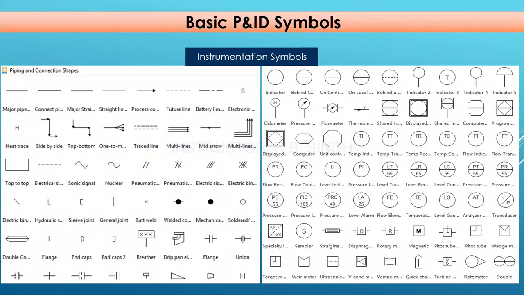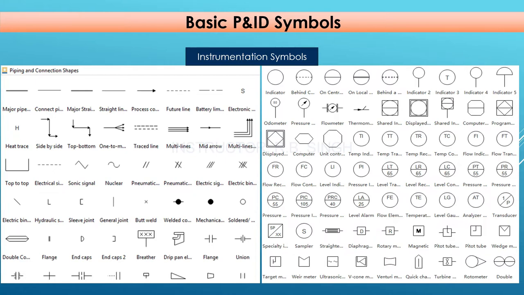Instrumentation symbols. Particularly for the instrumentation department, there will be so many symbols. First, for signaling, there are so many types of signals in your P&ID, like hard wiring signals, wireless signals, fiber optic communications, digital communication signals, ultrasonic signals. These are the commonly used signals in your P&ID. So we must know which signal is indicated for which instrument or which process. Accordingly, we will do the engineering.